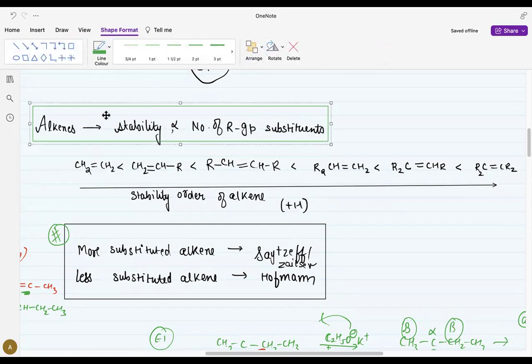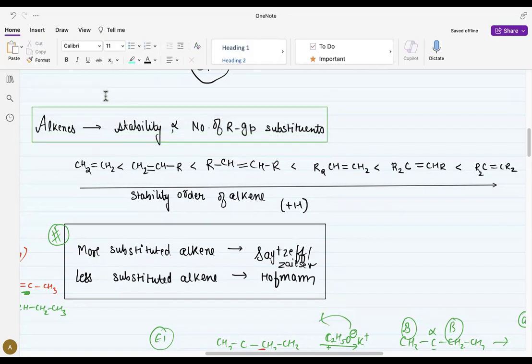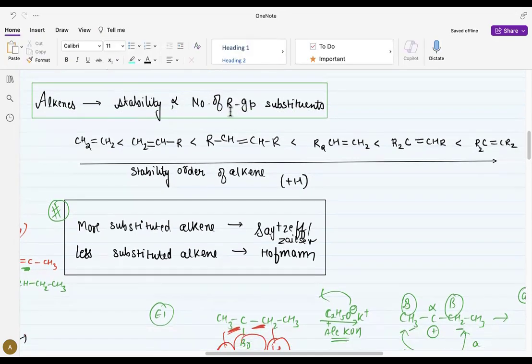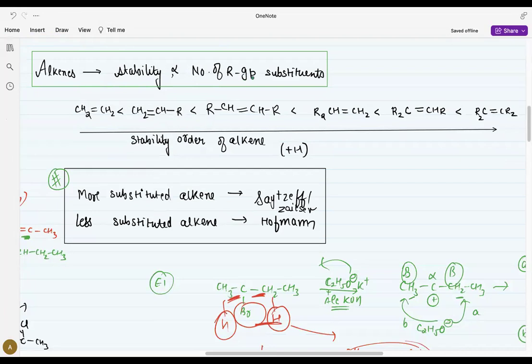See beta, for alkene stability, if someone is talking about alkene stability, you should always know that stability is directly proportional to number of R group substituents attached on alkene. है ना, more R groups, more stable alkene.